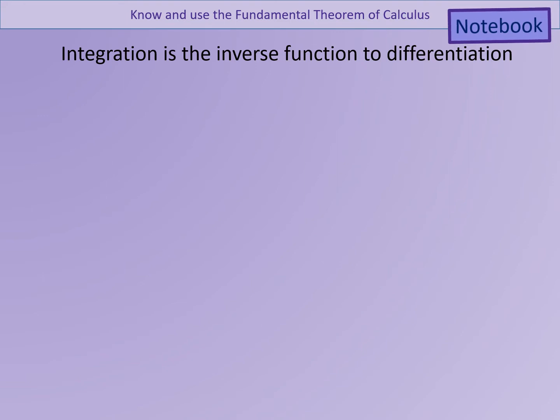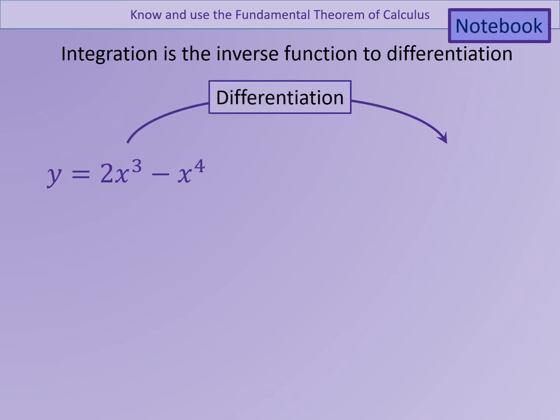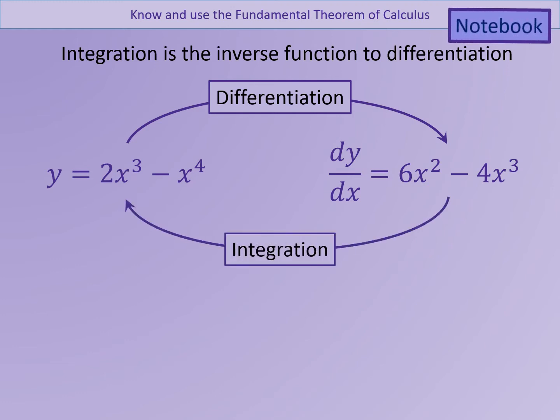So let me explain what that means. Here is an equation, y equals 2x cubed minus x to the power of 4. If I differentiate that equation, I will end up with a gradient function, which is dy by dx equals 6x squared minus 4x cubed. We've been working with these gradient functions for a long time now on the previous presentations. And what I'm here today to tell you is that if I reverse that process, if I start with a gradient function and want to get back to the original function, then that method that we would use is called integration.